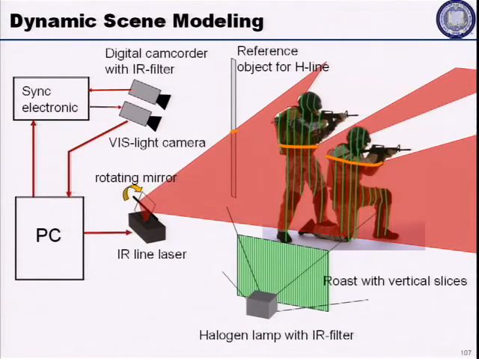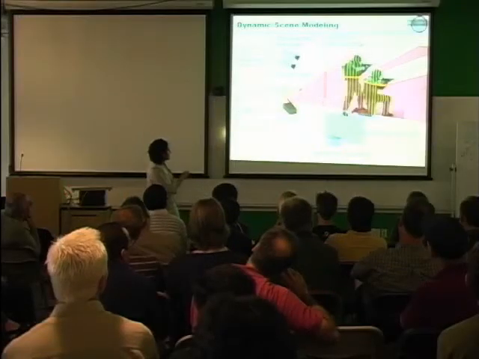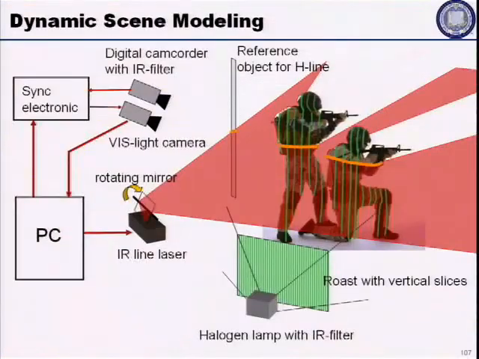There's a rotating mirror. There's a laser hitting it. And this causes a laser line on your object. And as the mirror rotates, this horizontal line goes up and down. And you also project, with a halogen lamp and IR filter, vertical lines. And you can compute the depth along these lines and build the depth as a function of time.